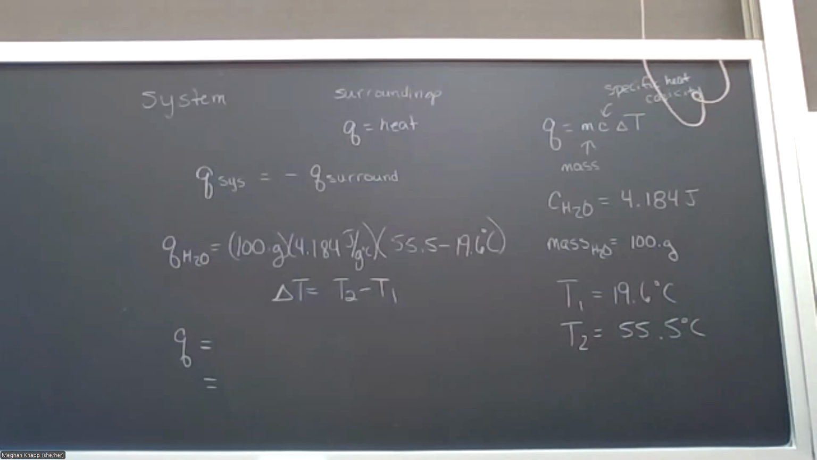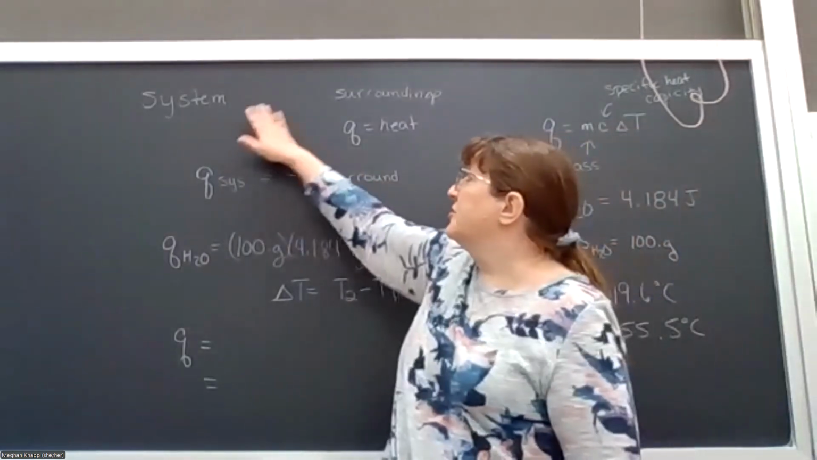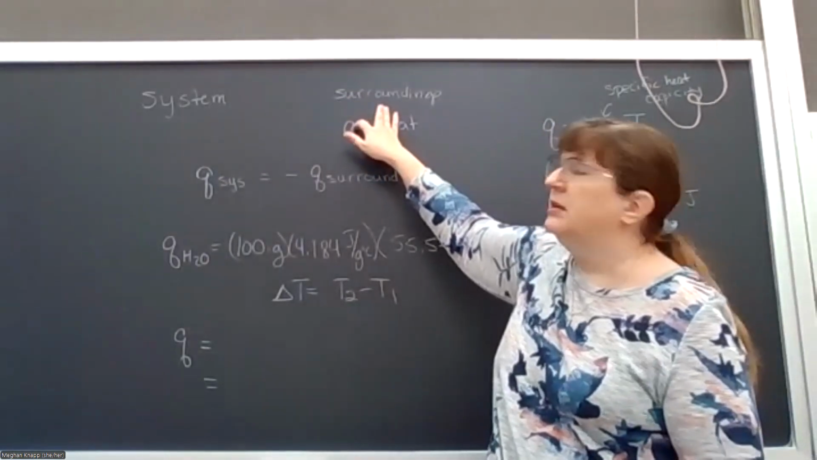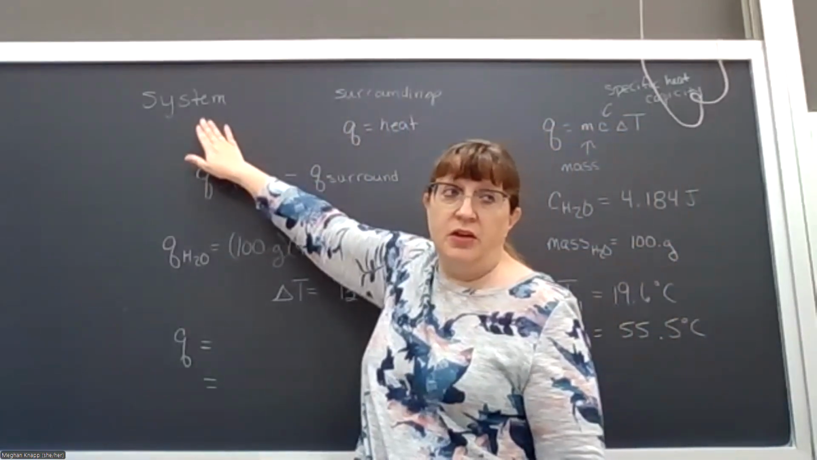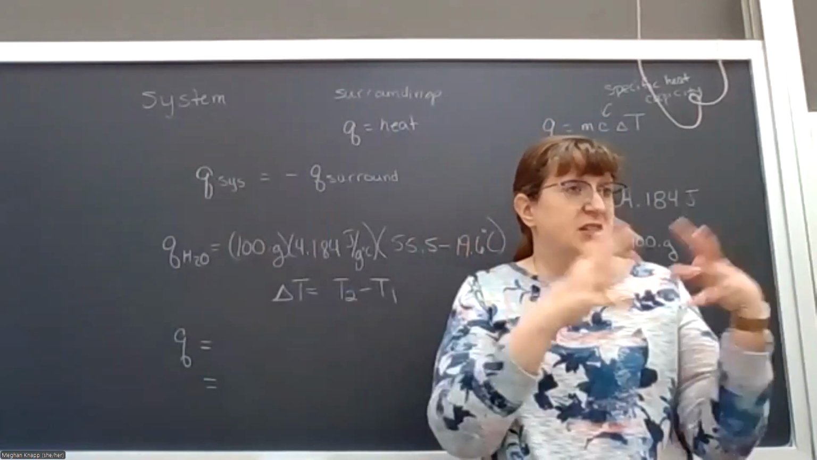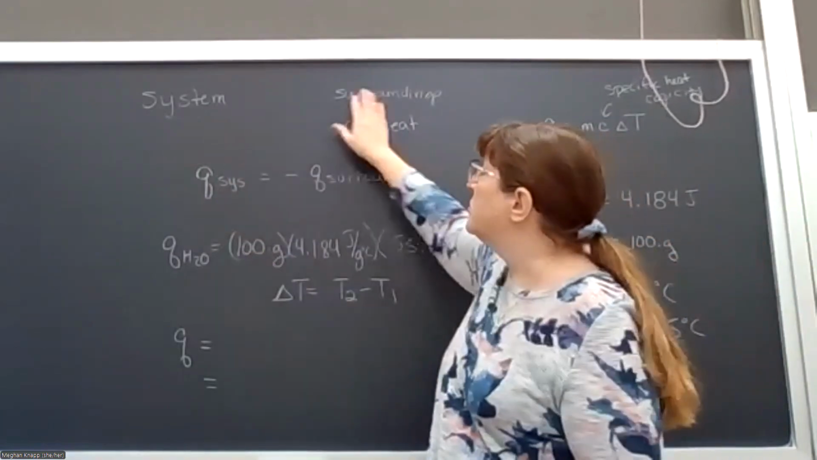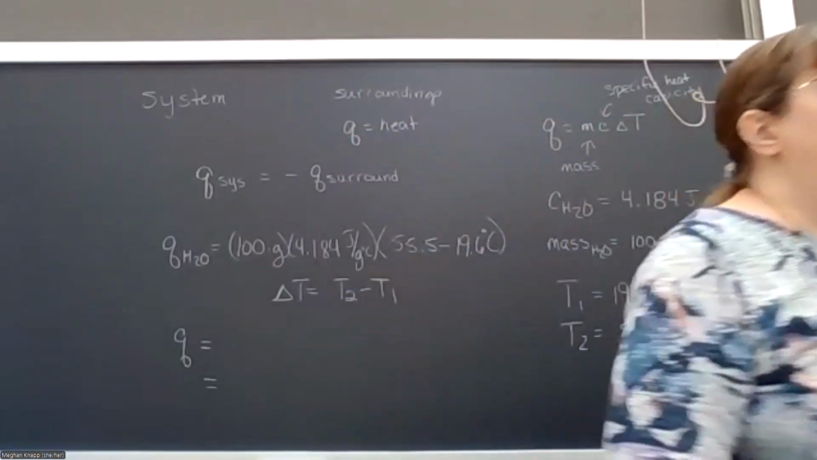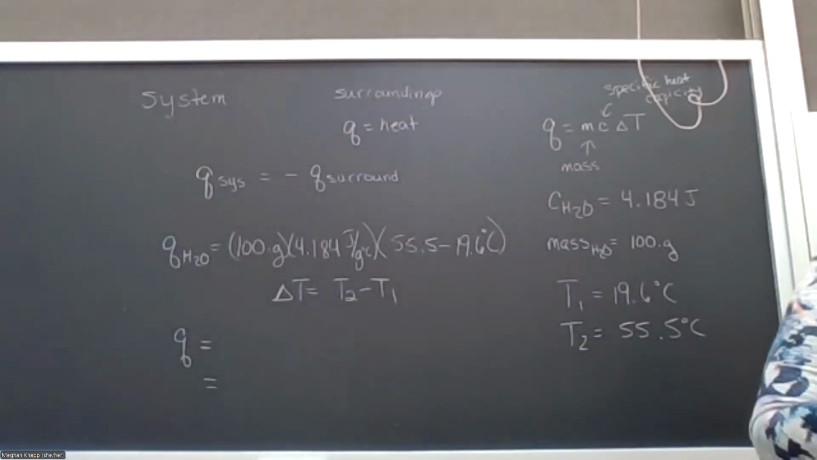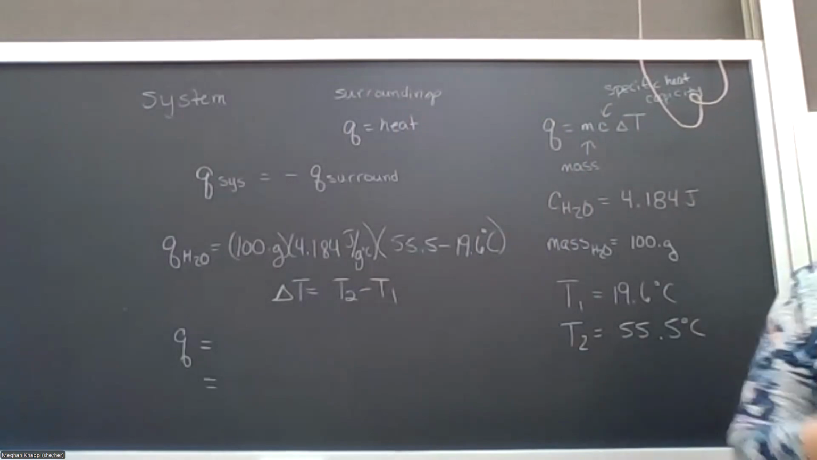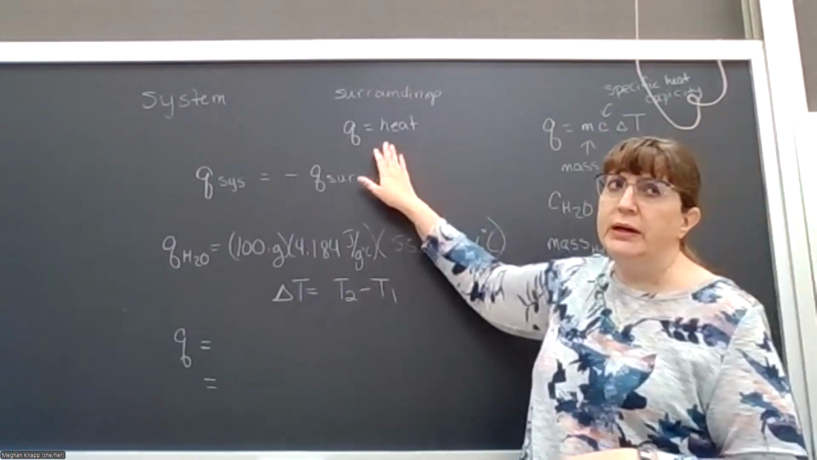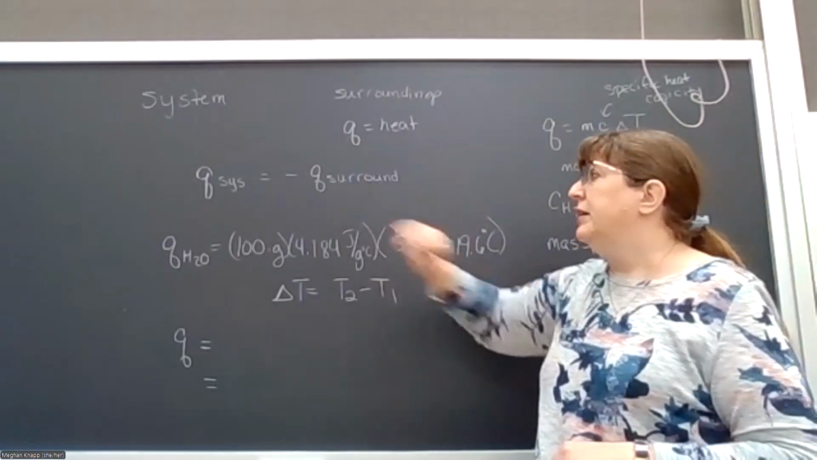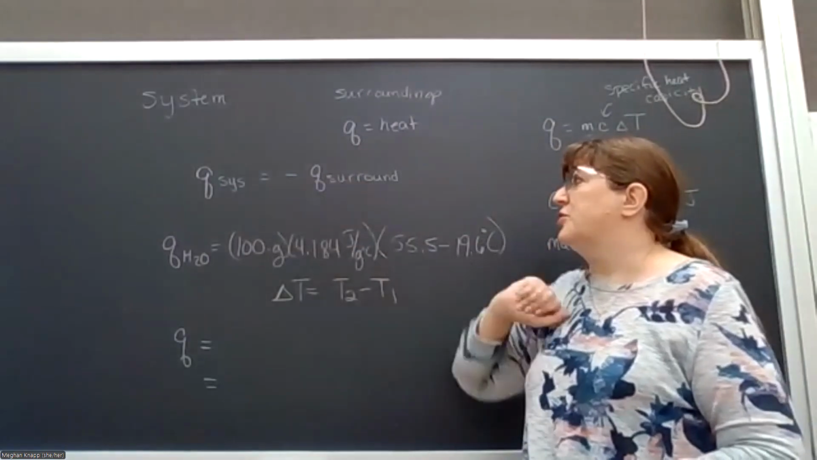So we have to remember that we have a system and everything else in the universe is the surroundings. What is given off by the system, the chemical solidifying and giving off heat, was absorbed by the surroundings. The surroundings is the water and the thermometer that was picking up that temperature change. Remember that Q is what we use for heat. So the system is the opposite of the surroundings.